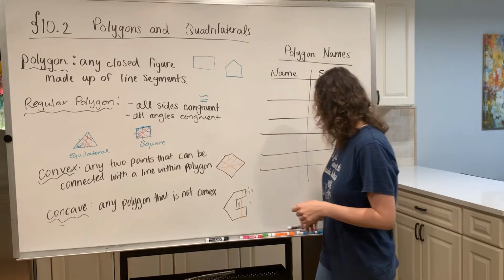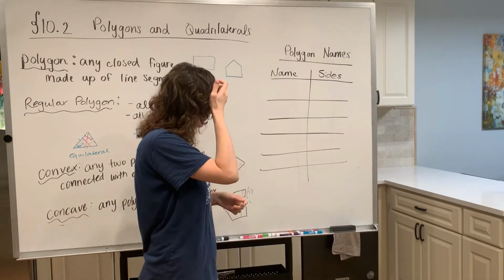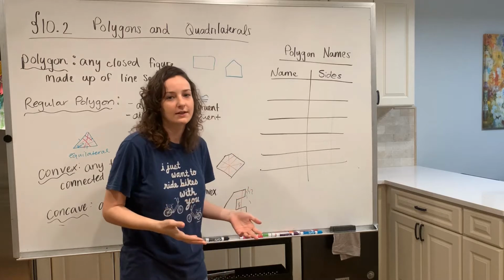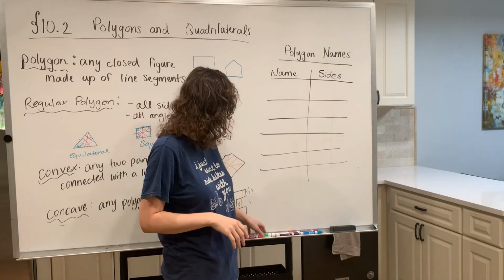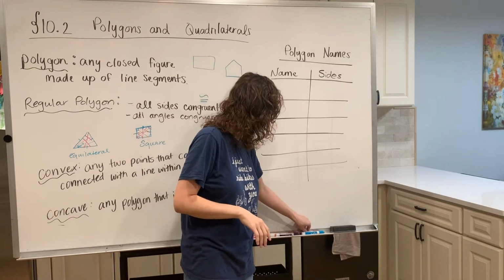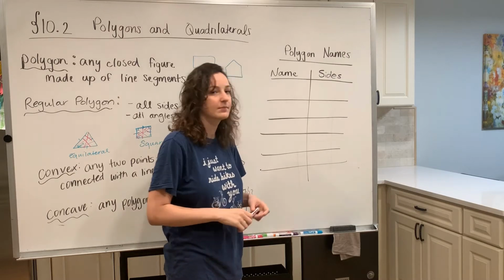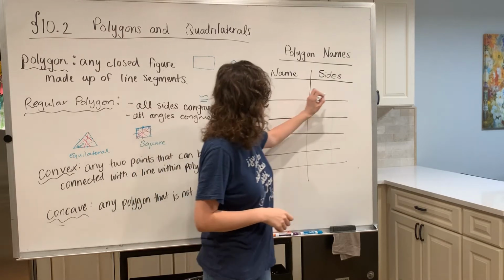All right, some polygon names. We've studied particular polygons. Certain polygons have special names. The ones that we're going to be concerned with, we're going to start with a polygon must have a minimum of 3 sides.